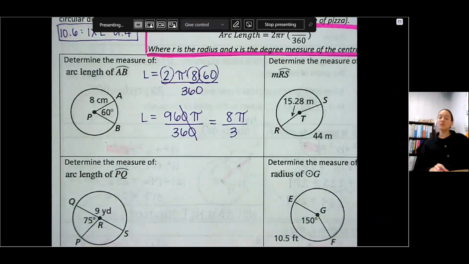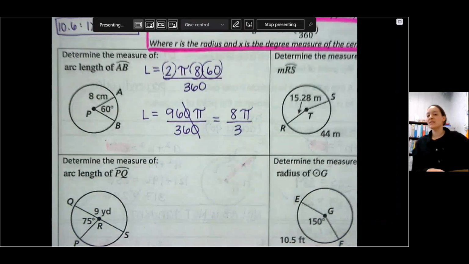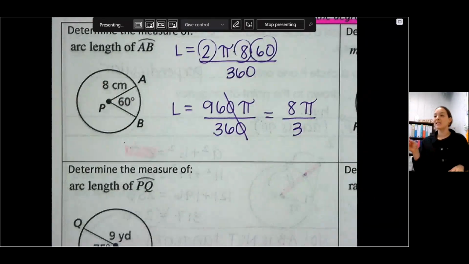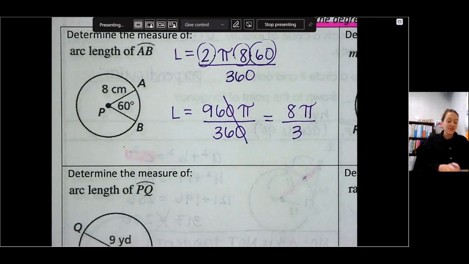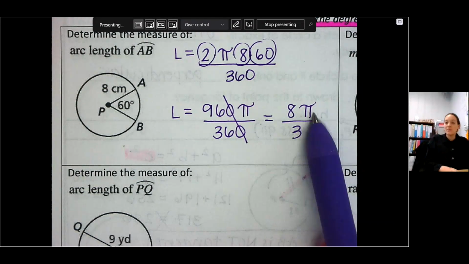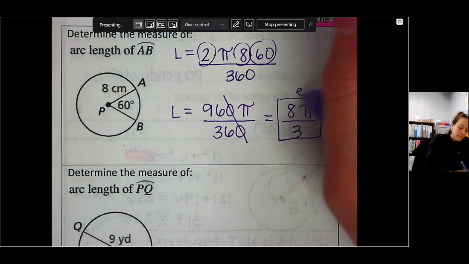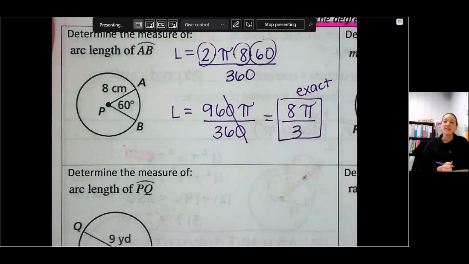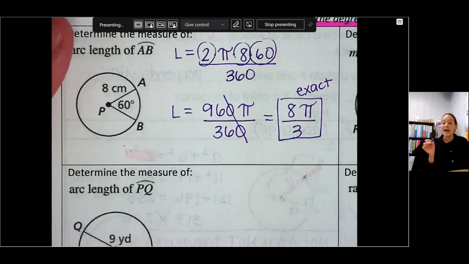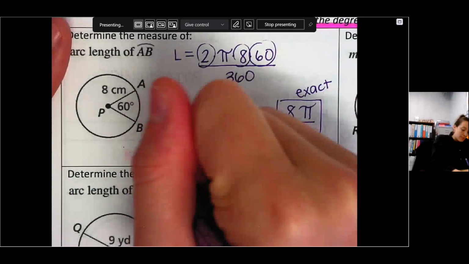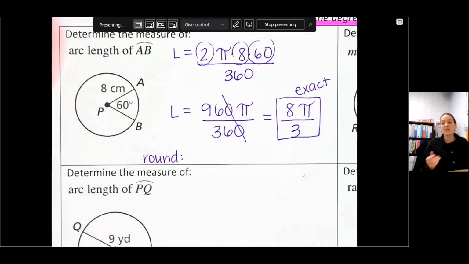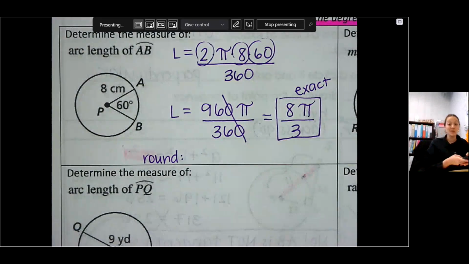So it depends. I don't know what the test is going to ask you. If it's going to ask you for an exact number or a decimal. If it asks you for exact, that means leave the pi symbol. This would be your exact length. But if it asks you to round it, go ahead and put that into your calculator, and actually use the pi button.